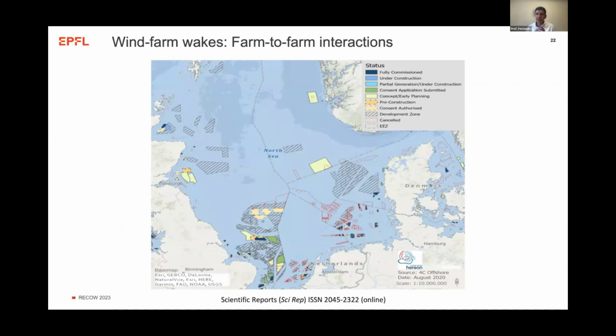Now, of course, your center, RECO, is on offshore wind, and I think it's a fantastic initiative, and it's an extremely timely initiative.